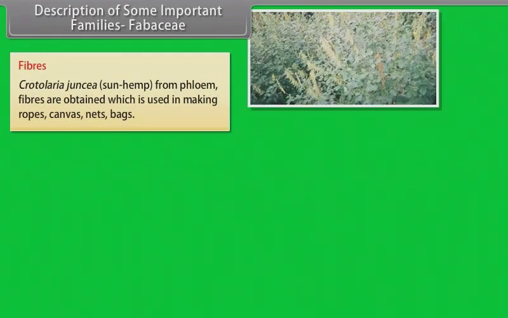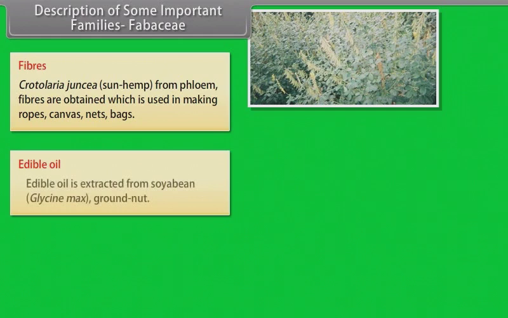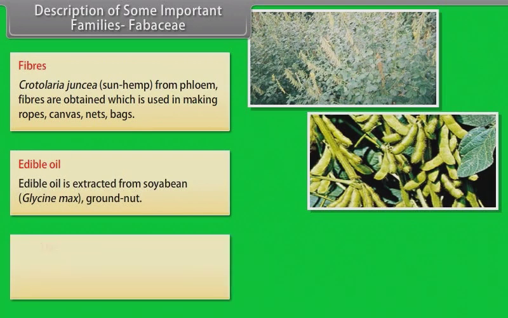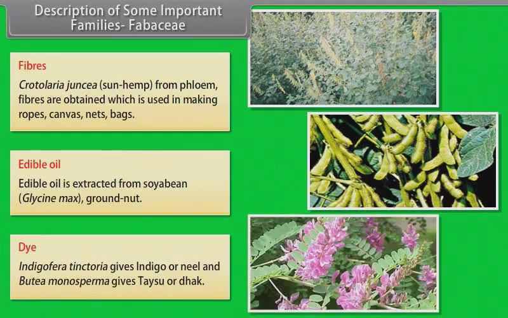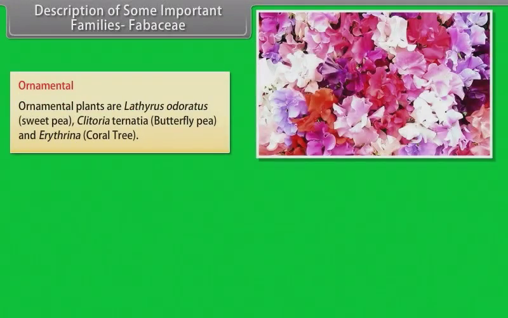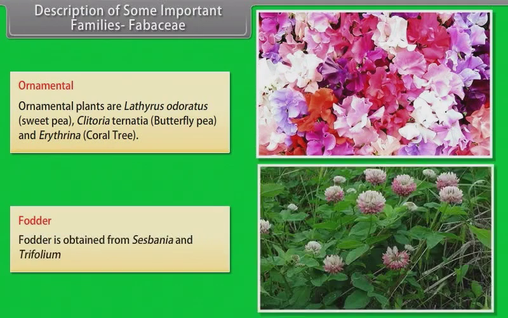Fibers. Crotalaria juncea, sunhemp. From phloem, fibers are obtained, which are used in making ropes, canvas, nets, bags. Edible oil. Edible oil is extracted from soybean, Glycine max, and groundnut. Dye. Indigofera tinctoria gives indigo or neel, and Butea monosperma gives palas or dark dye. Ornamental. Ornamental plants are Lathyrus odoratus, sweet pea, Clitoria ternatea, butterfly pea, and Erythrina, coral tree. Fodder. Fodder is obtained from Sesbania and Trifolium.